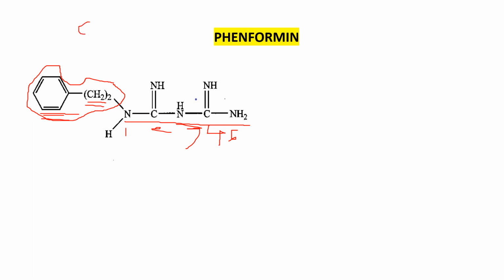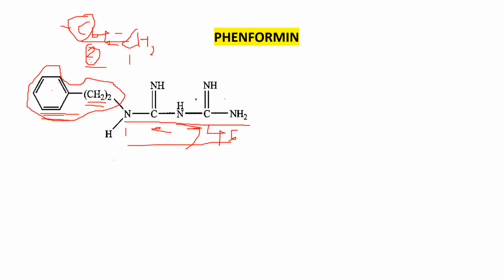You can write this in this way also: CH2 CH2. If you give the numbering, this is 1 and this is 2. Means the phenyl group is present at the second position. I will write it in this way, CH2 CH2. That means the phenyl group is attached to the second carbon atom. Therefore the name will become 2-phenyl ethyl.